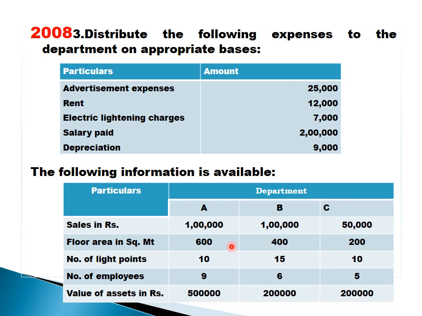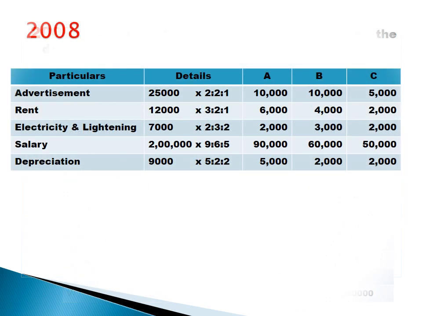So therefore the ratios will be 2:2:1, 3:2:1, 2:3:2, 9:6:5, 5:2:2. This is the answer students.